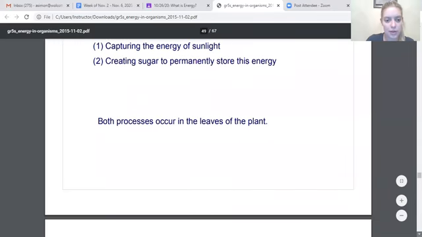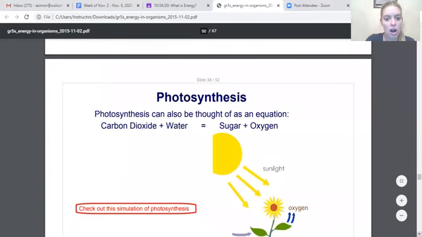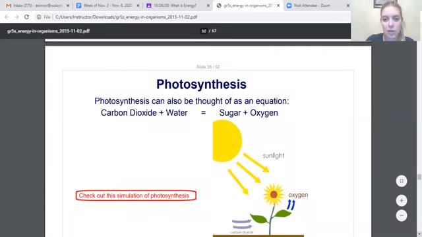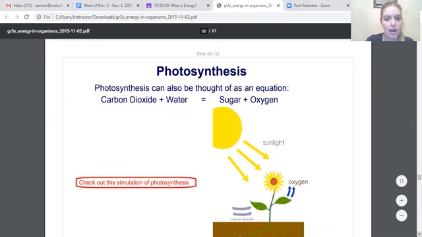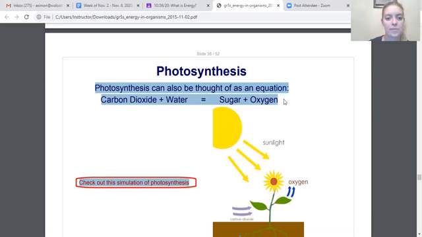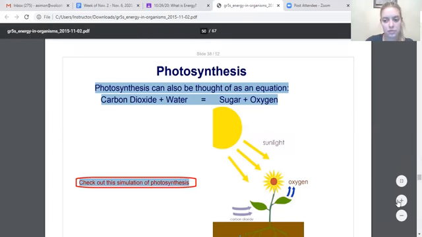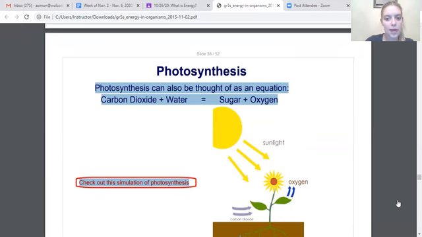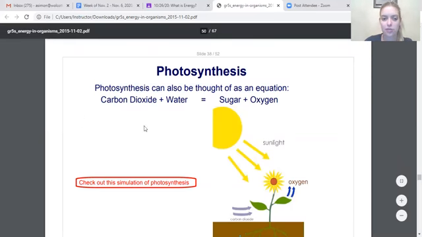All right, moving on here. Remember, if you don't get it down, you can always pause the video. All right, so just like we thought of cellular respiration as an equation, we can think of photosynthesis as an equation. So here's your equation for photosynthesis. Carbon dioxide plus water equals sugar plus oxygen. And some of you might notice this carbon dioxide and water. Think how that connects to cellular respiration.